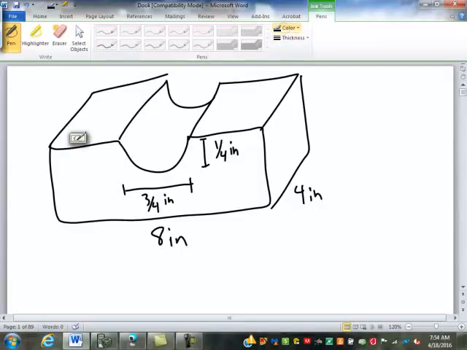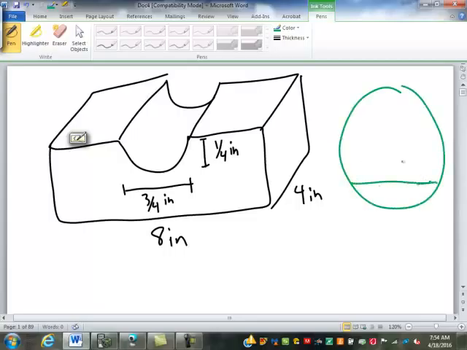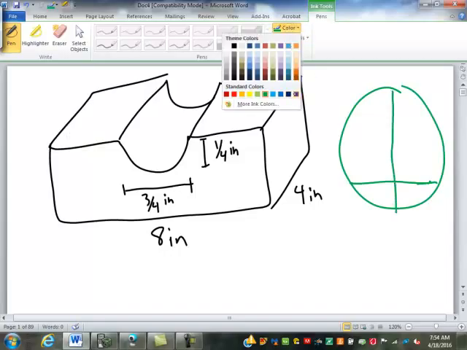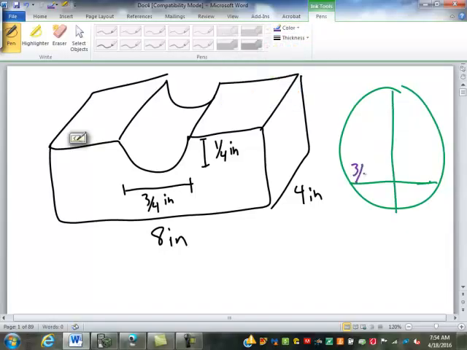What would we do first? So what we're going to do, we're going to split this in half. This is going to be 3/8. Where did 3/8 come from? Perfect, half of 3/4. This will be 3/8, this will be 1/4, and this I'm going to call x.